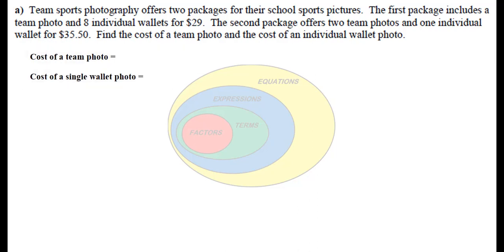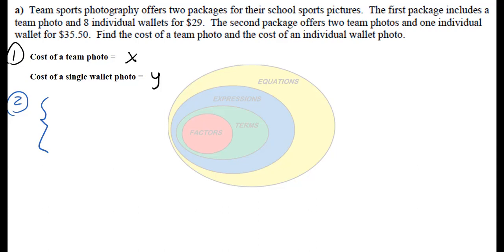I'm looking for the cost of a team photo and the cost of a single wallet photo. So I'll just let the cost of a team photo equal X and the cost of a single wallet photo equal Y. So the next step is to come up with our system that relates these variables together.